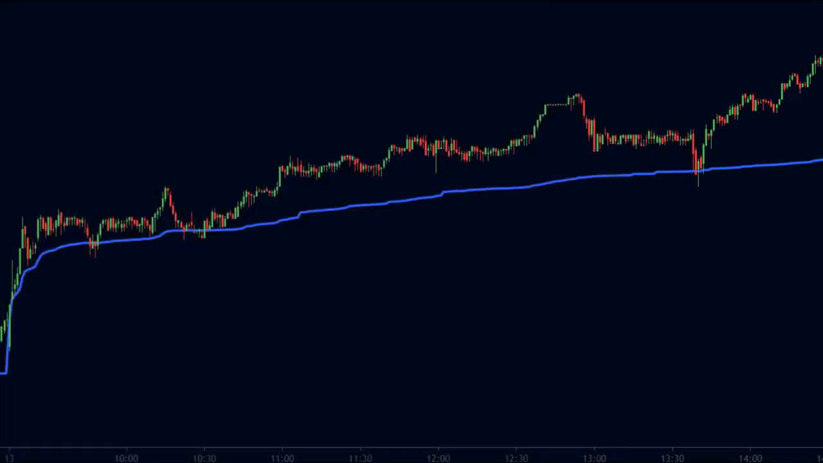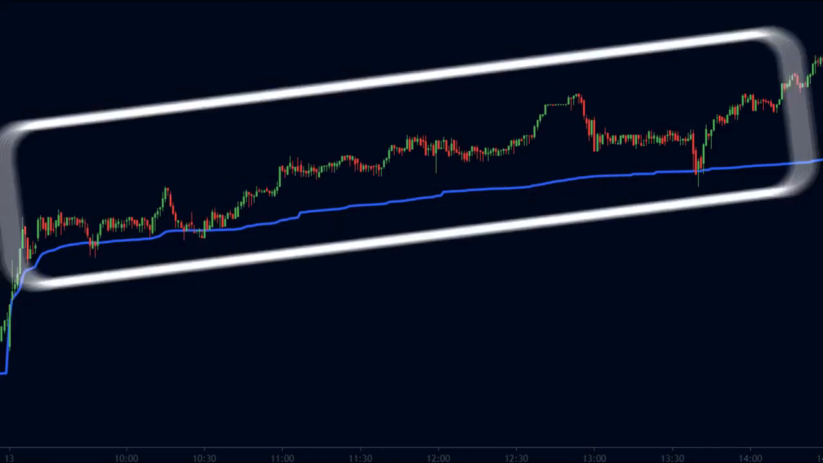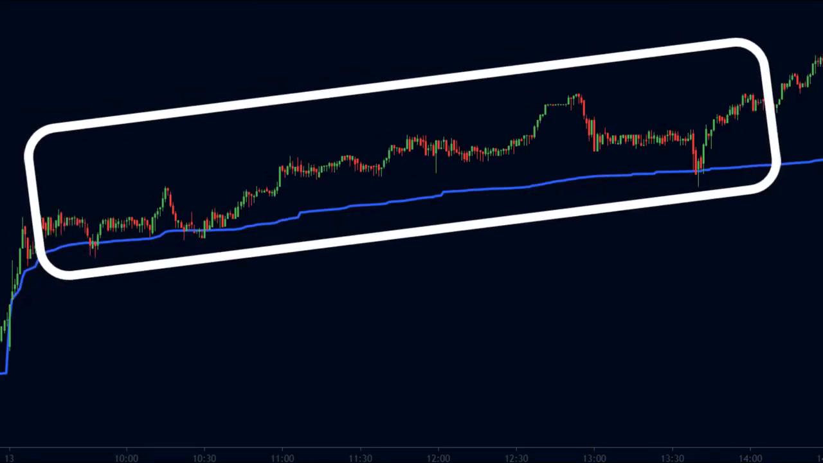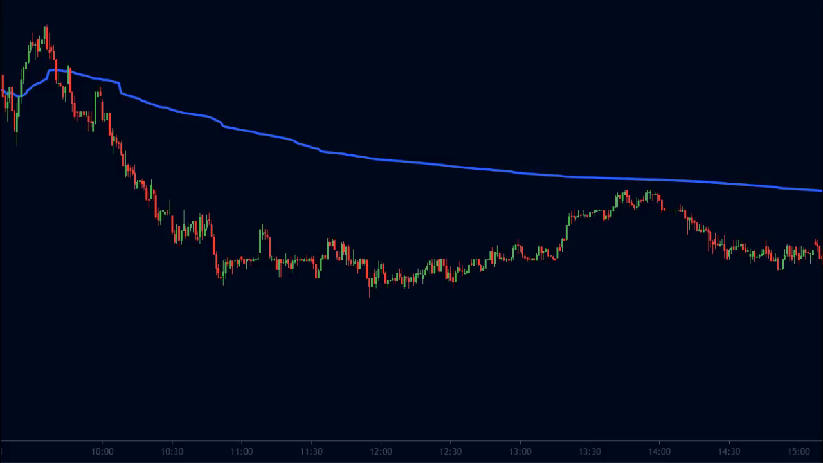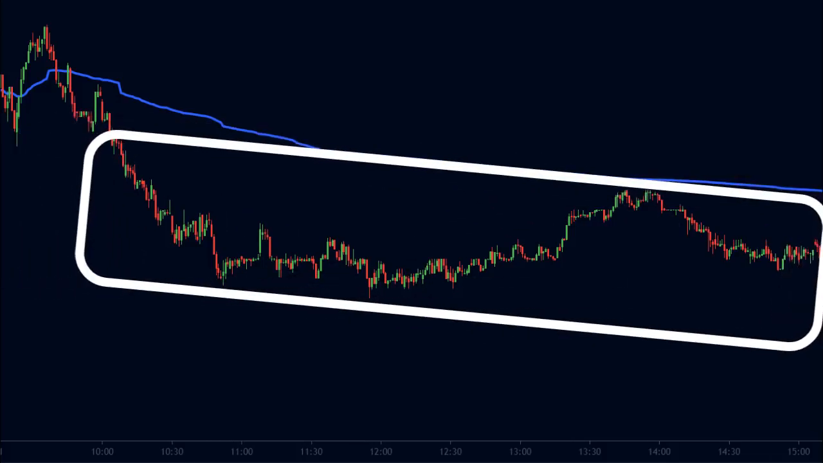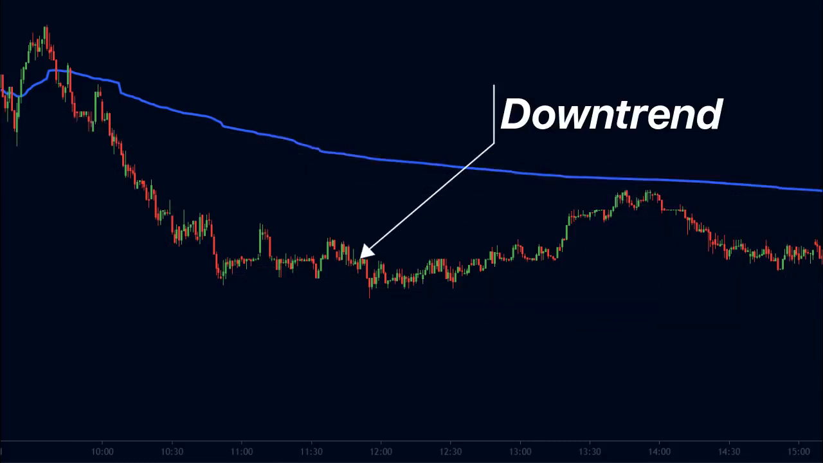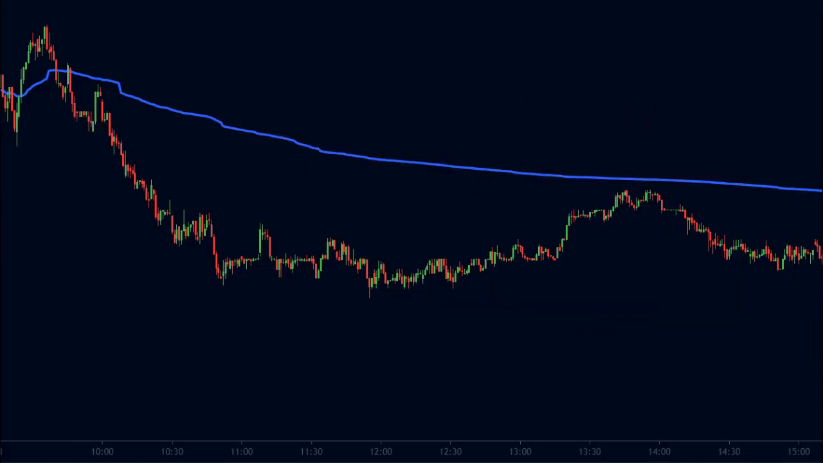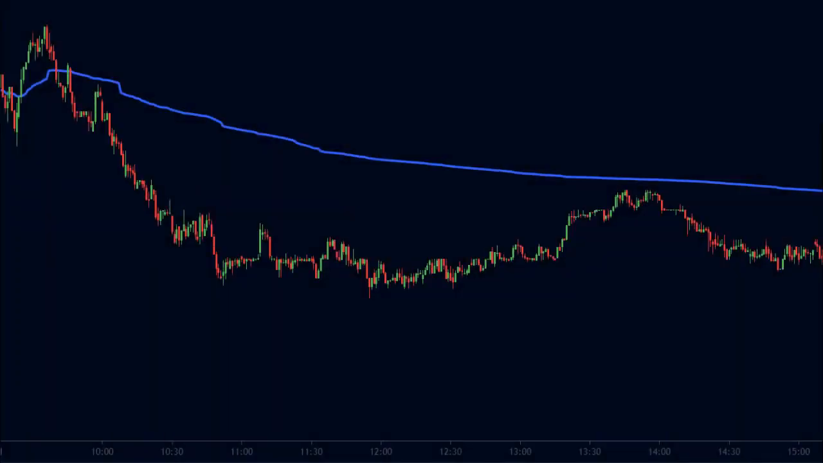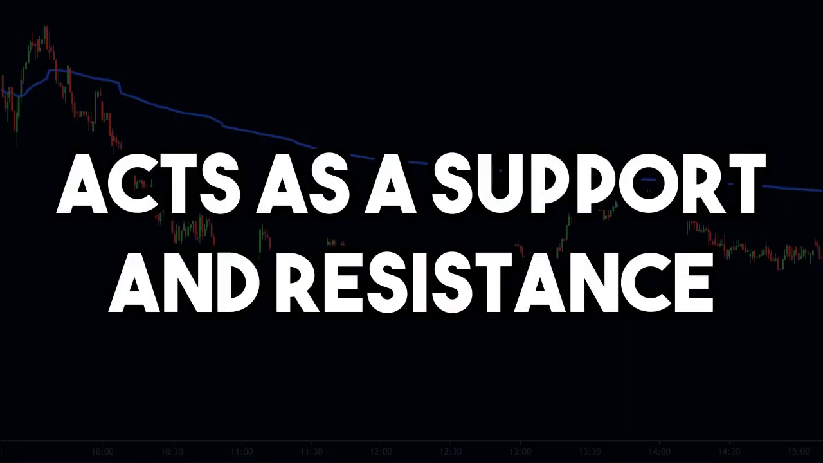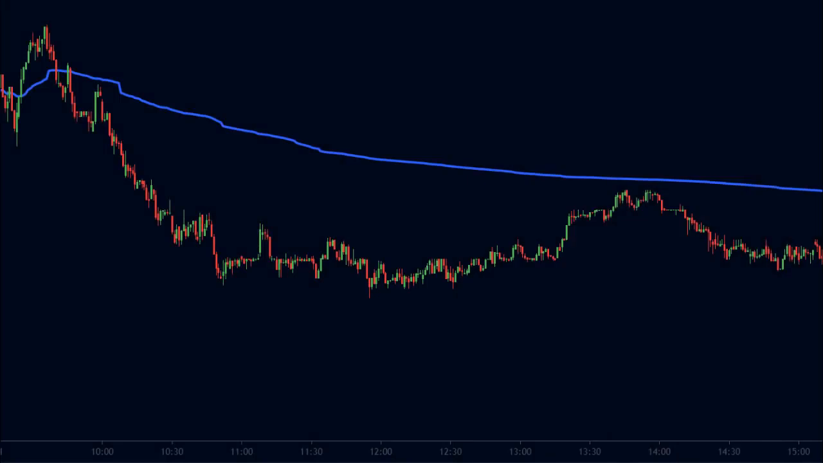We can use the Vwap to identify the trend of the market. When the price is trading above the Vwap for longer periods of time, it will be considered to be in an uptrend. Similarly, if the price is trading below the Vwap for longer periods of time, it will be considered to be in a downtrend. We can also use the Vwap as a dynamic area of support and resistance. Since a lot of traders and hedge funds use the Vwap, it often acts as a support and resistance. Therefore, whenever the price is near the Vwap, we should pay close attention to the price action to see if the Vwap is acting as a support or resistance.